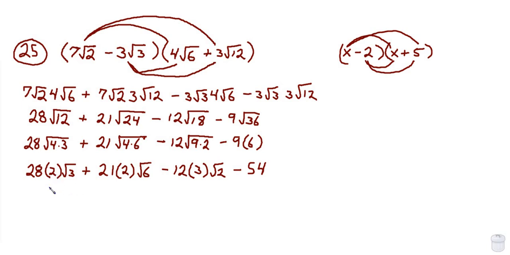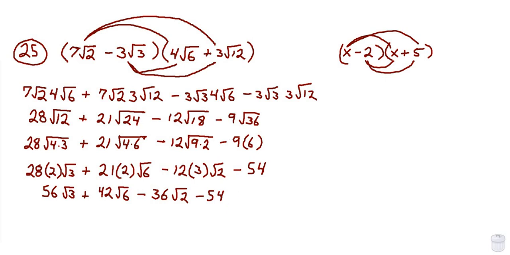All right, 28 times 2 gives me 56 square roots of 3, plus 21 times 2, that's 42 square roots of 6, minus 12 times 3 is 36 square roots of 2, minus 54. Notice we have it all simplified, but we can't combine any of those terms. All right, we leave it like that. That is our final answer: 56 square roots of 3 plus 42 square roots of 6 minus 36 square roots of 2 minus 54.